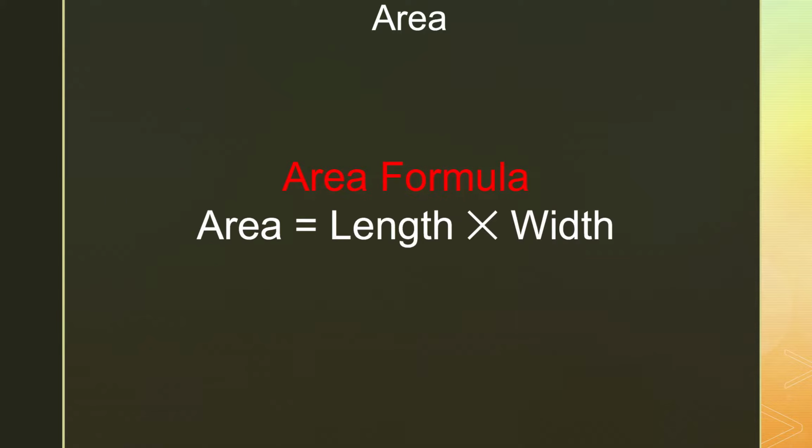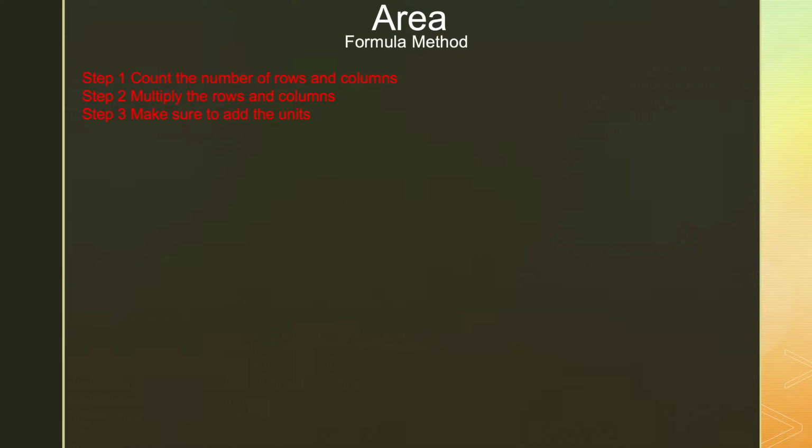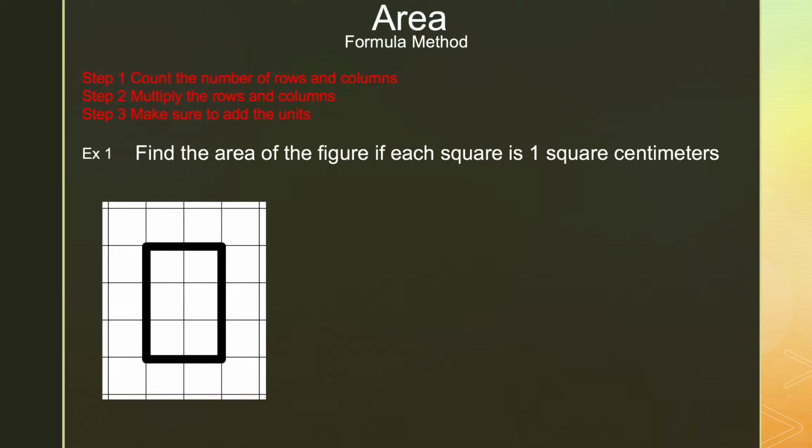Area is equal to length times width. So now let's go over the steps. Step 1, count the number of rows and columns. Step 2, multiply the rows and columns. And step 3, make sure to add the units at the end. So let's go ahead and take a look at the first example.